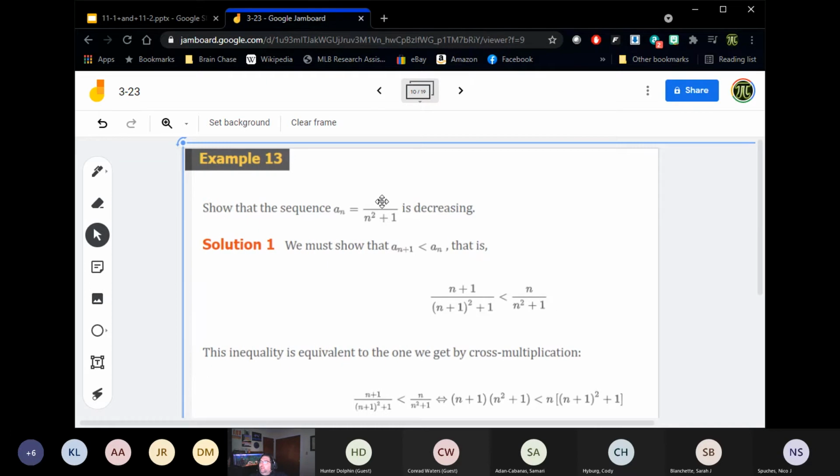All right, so if we look at this one, we want to show that n over n squared plus 1 is decreasing. To do that, I have to change the n's to n plus 1s and show that it's less than the original function of n over n squared plus 1.